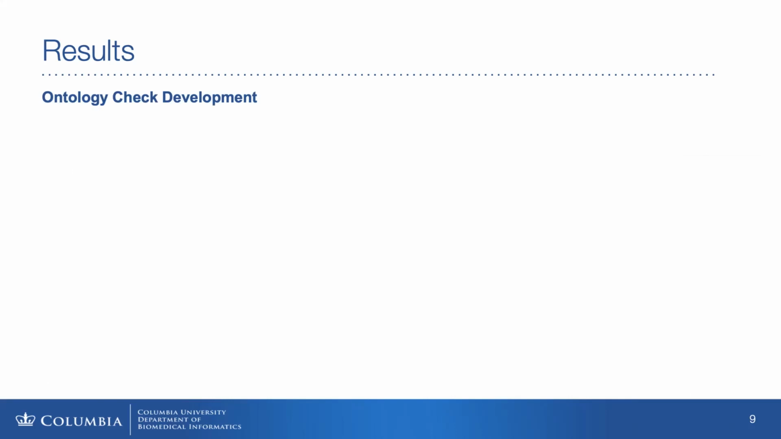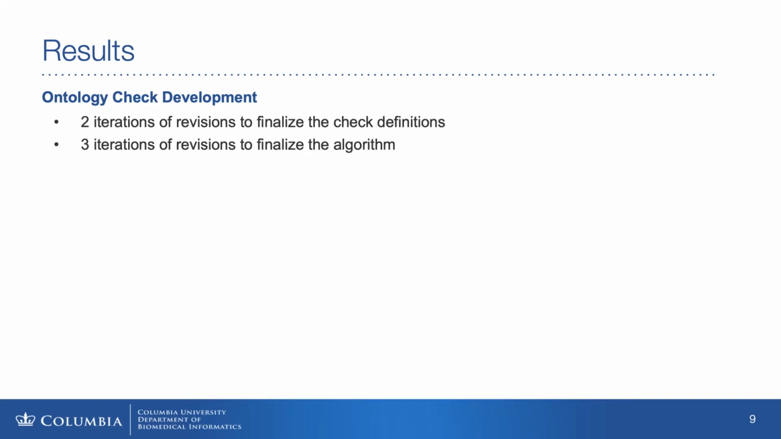With respect to ontology check development, 2 iterations of revisions were required to finalize the check definitions. 3 iterations were required to finalize the algorithm which performs the checks. And 4 iterations of revisions were required to create the ontology quality report.